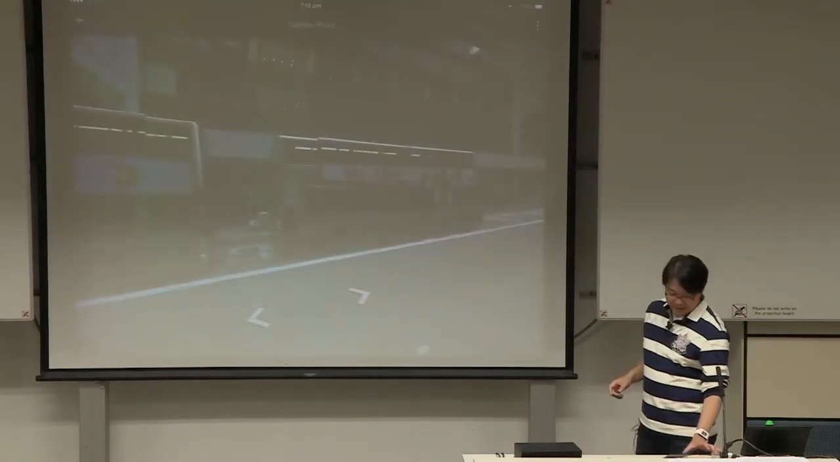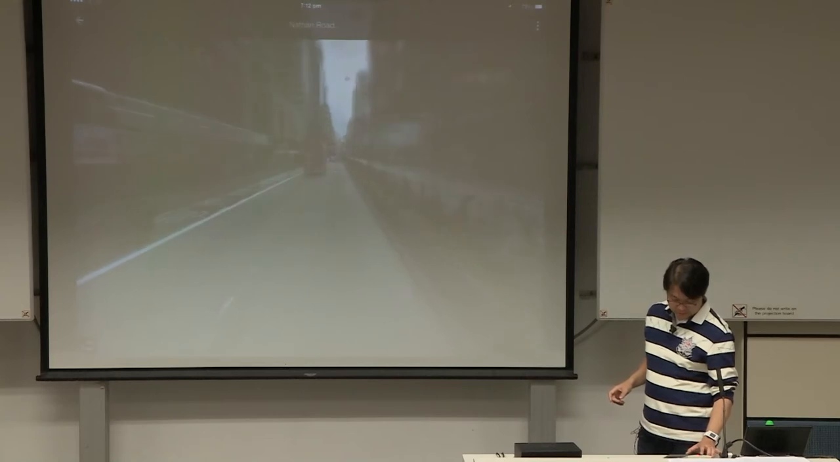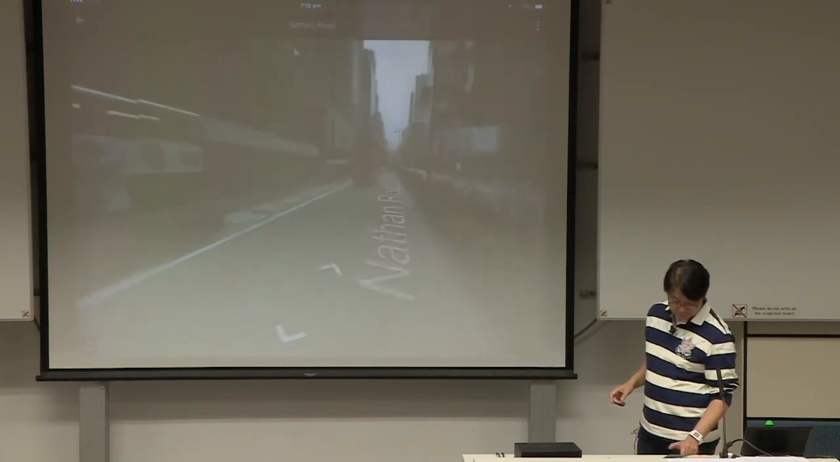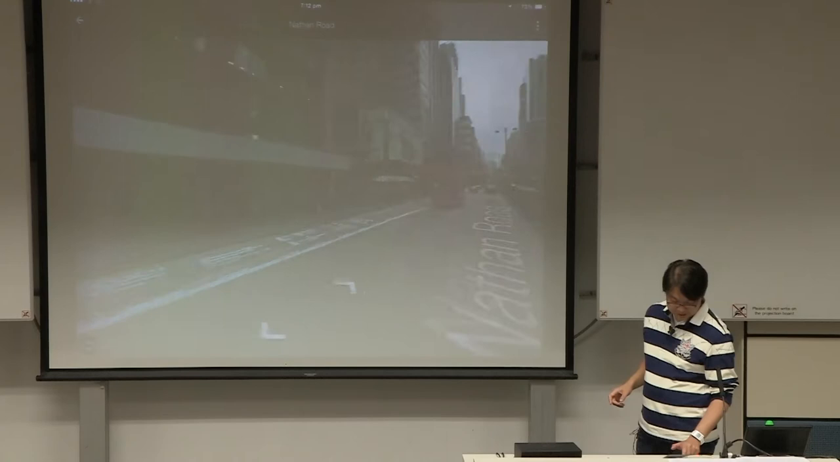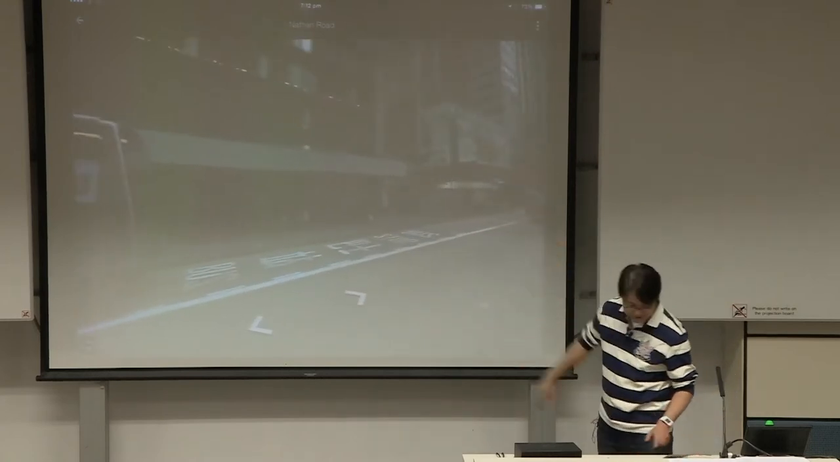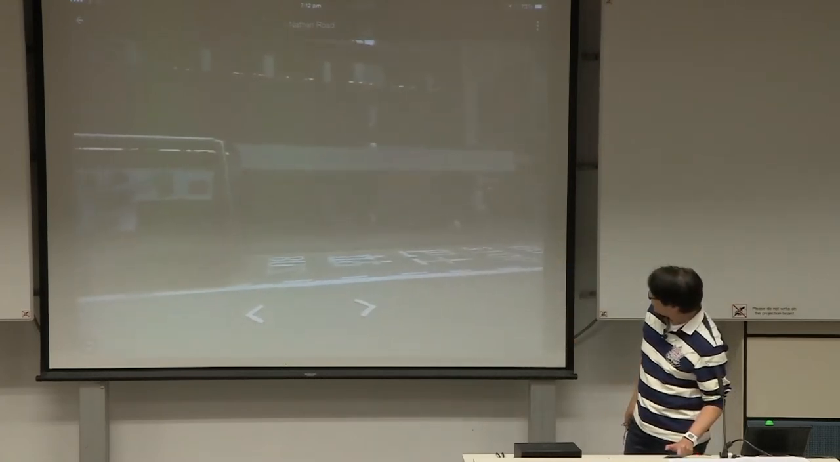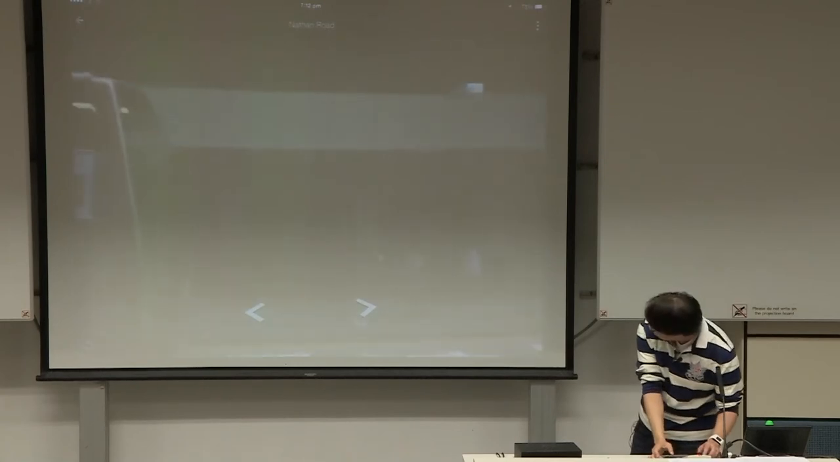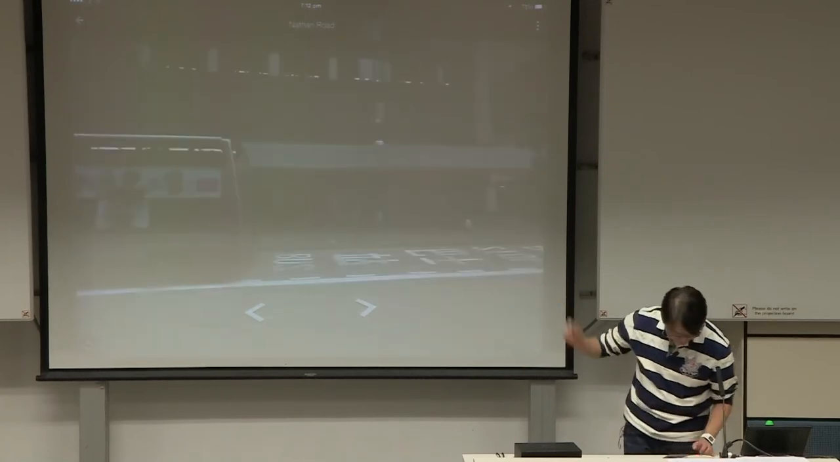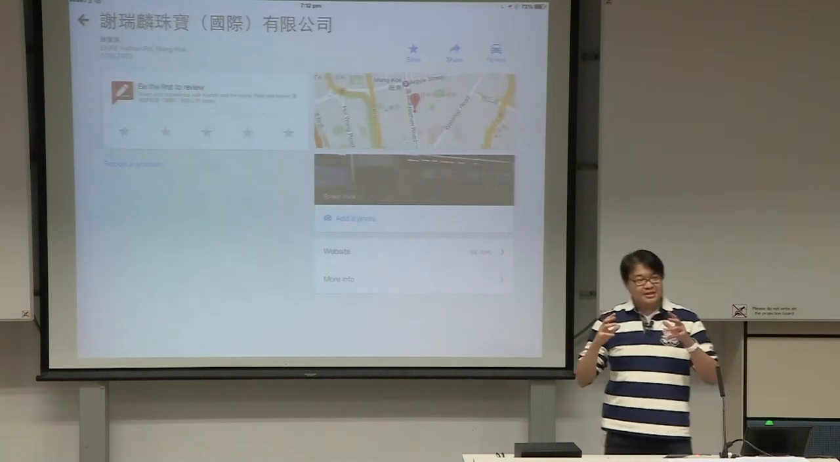And basically, if you go onto Nathan Road, they took it before we opened. So we were here somewhere. Yeah, oops, too dark. Anyway, that's where we are. Okay, so this is part of the strip.